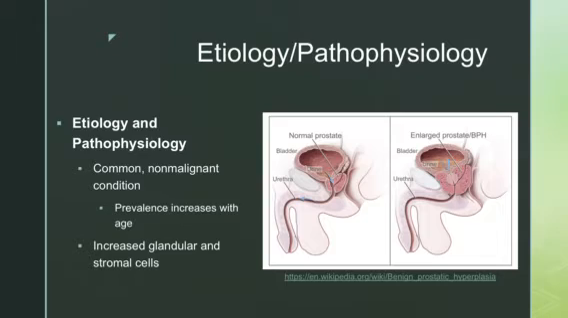Let's start by talking about the etiology and pathophysiology of BPH. This is a very common, non-malignant medical problem that occurs in men of increasing age. About 80 to 90% of men in their 70s and 80s will experience problems associated with BPH. BPH is defined as an increase in the number of both the glandular and the stromal cells that are located in the transitional zone of the prostate.